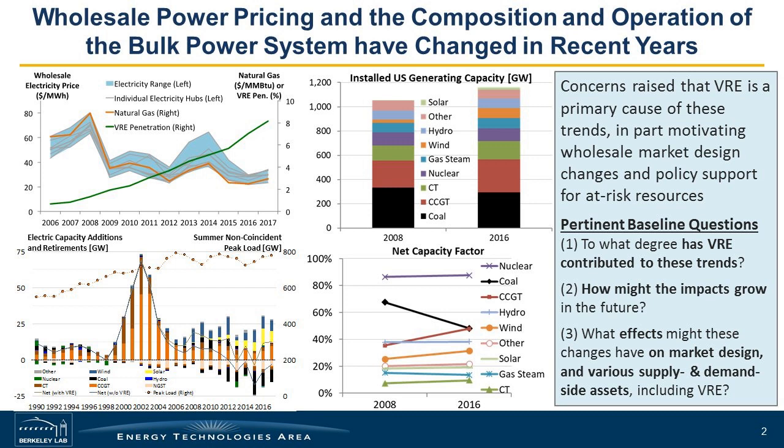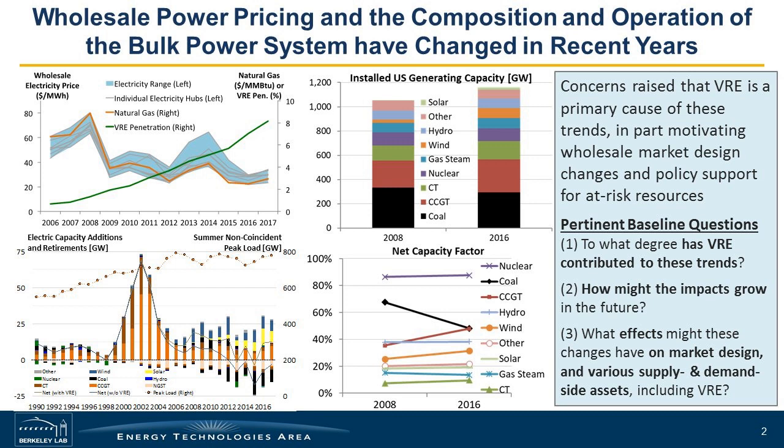The chart on the top left shows the trend in annual average wholesale prices at major trading hubs across the U.S. in that blue shaded area. And you can see that there's a significant decline since the peak in wholesale prices that occurred in 2008. The orange line is the average price of natural gas at the Henry Hub, and the green line is the share of energy from variable renewables like wind and solar. We refer to these as VRE throughout the presentation.